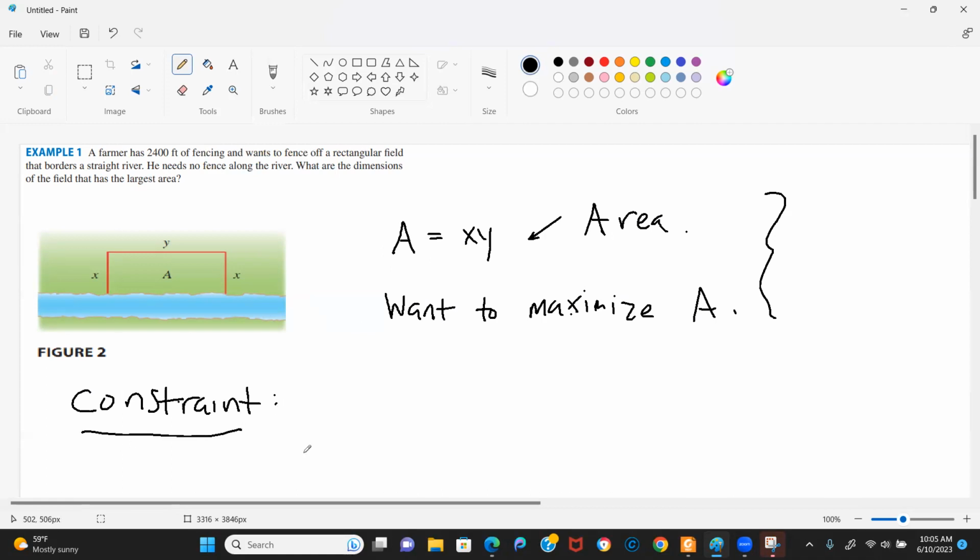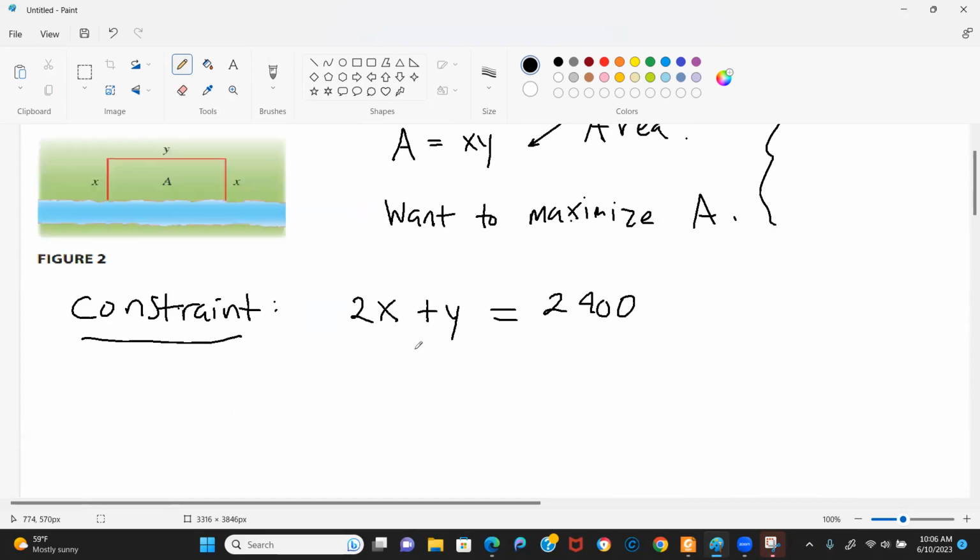The amount of fencing we have is limited, right? So we know that the perimeter can be only 2400. That's all we have. However we choose x and y to form this rectangle, we can only do it in such a way that we use 2400 feet of fencing. So what we know is that 2x plus y is equal to 2400.